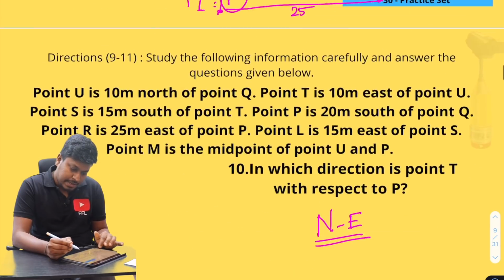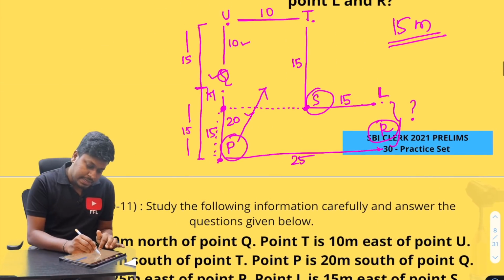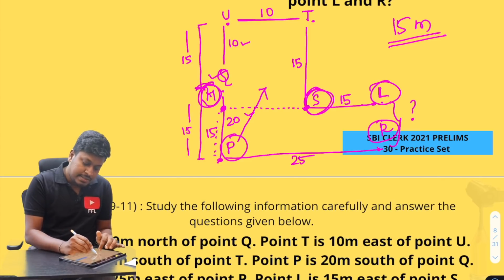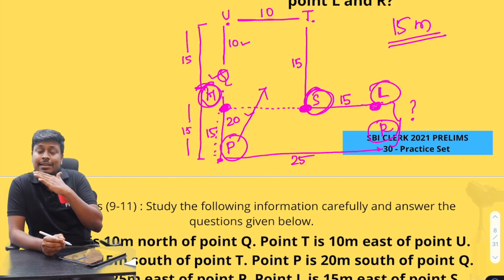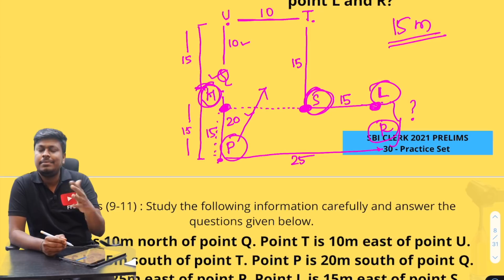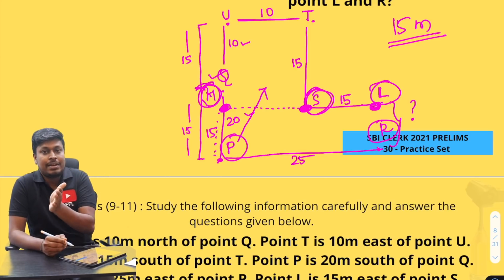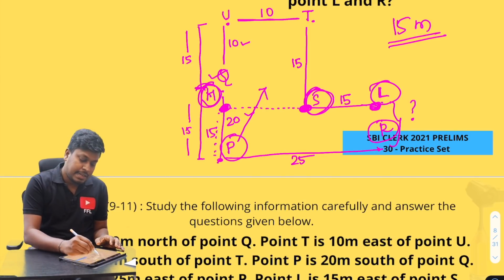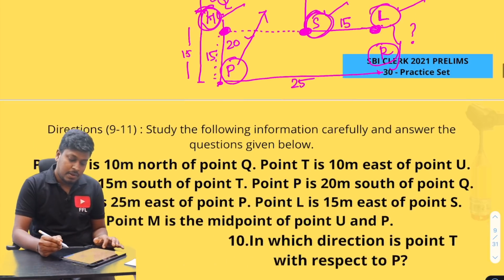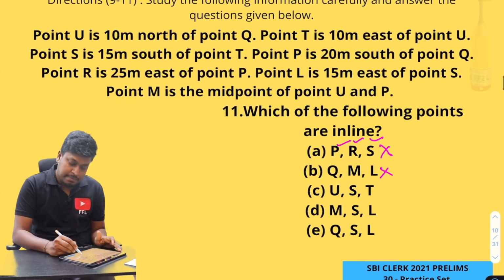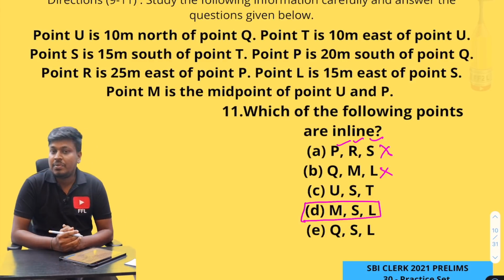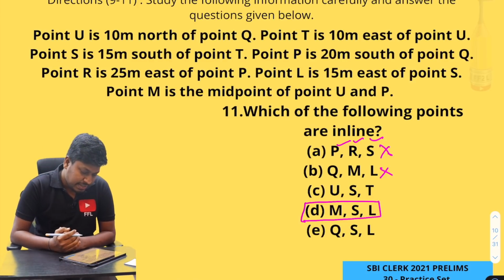So MSL, I think the only one that we have is M, S and L. Understood or not? You can see M is here, S is here, L is here. So all 3 points exactly lie on the straight line, or inline. Straight line or inline, both are the same. So we can say the letters M, S and L are in a straight line. So option D will be the answer for this question. Understood, friends? So it is easy.